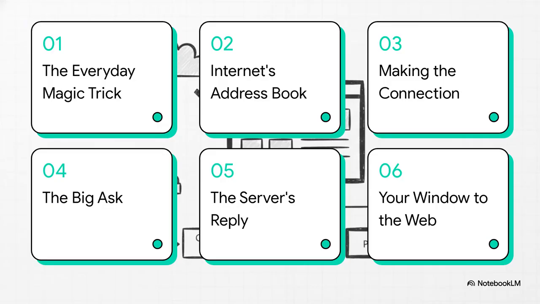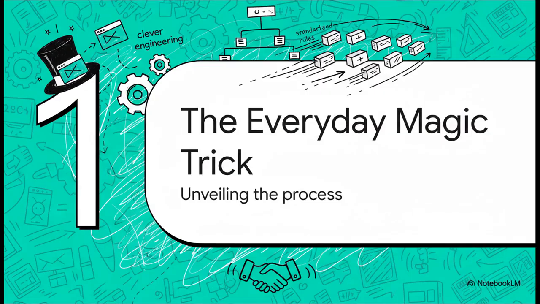All right, so here's our game plan. First, we'll look at the magic trick itself. Then we'll find the internet's secret address book. After that, we'll see how a connection gets made, how your browser even asks for a page, what the server says back, and finally, how your browser becomes an artist to put it all together for you. Let's get into it. Okay, first up, let's deconstruct this magic trick we do all day, every day.